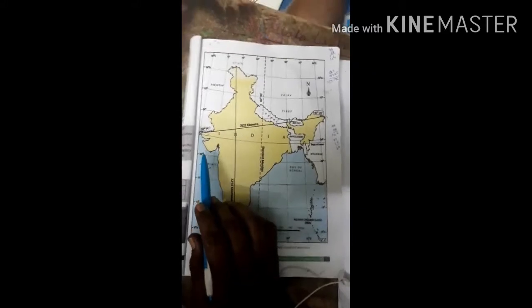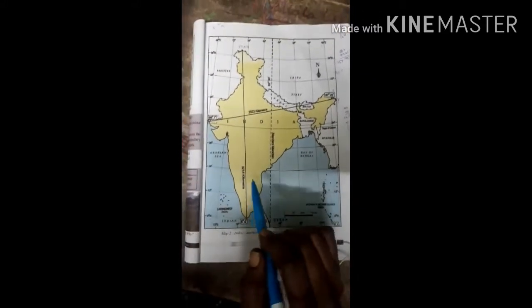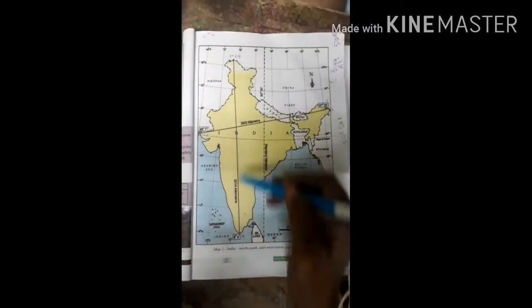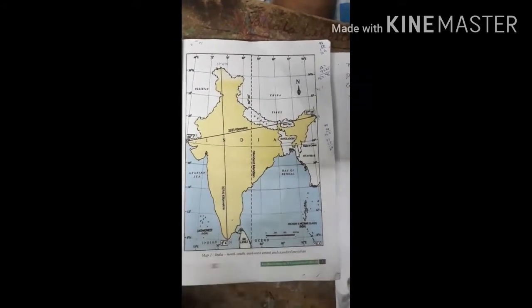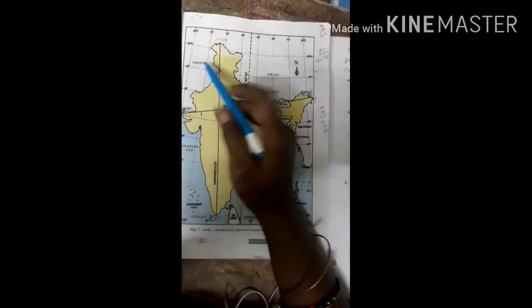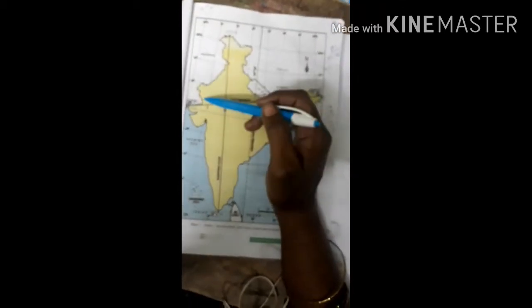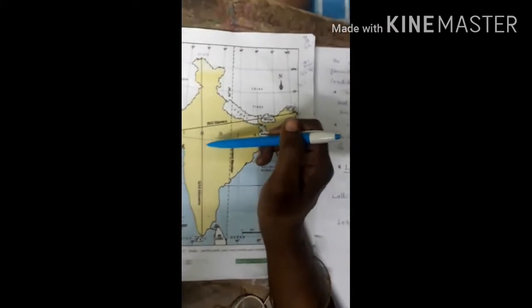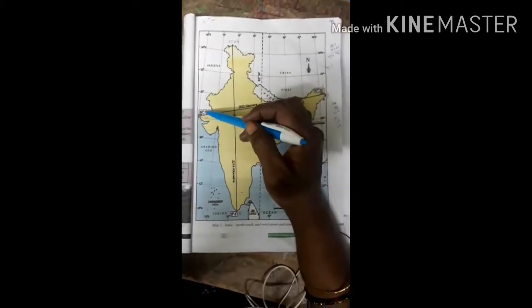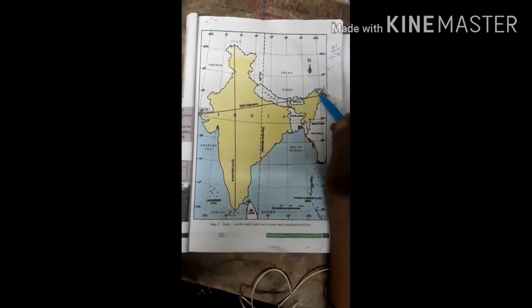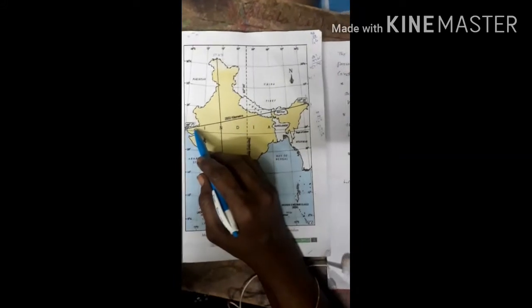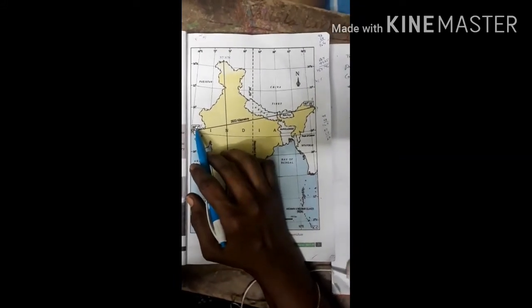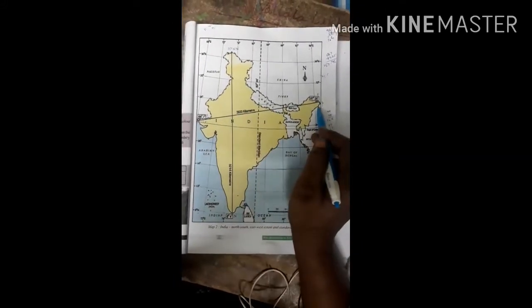When compared from east to west, the distance from north to south is a little bit higher. Another thing you will observe is the longitudes. The Indian longitudes are 68 degrees 7 minutes and 97 degrees 25 minutes. India lies crossing at least 30 longitudes.